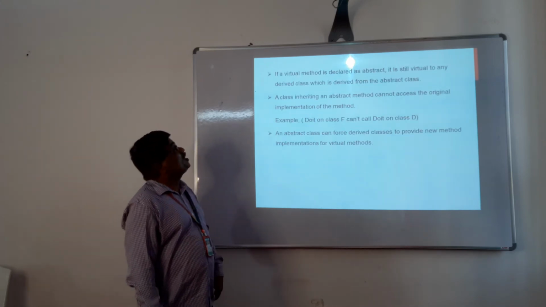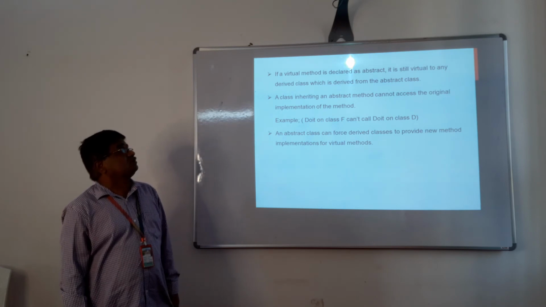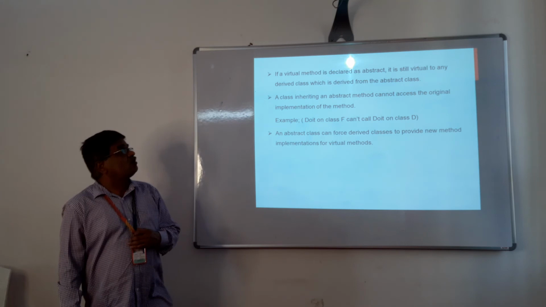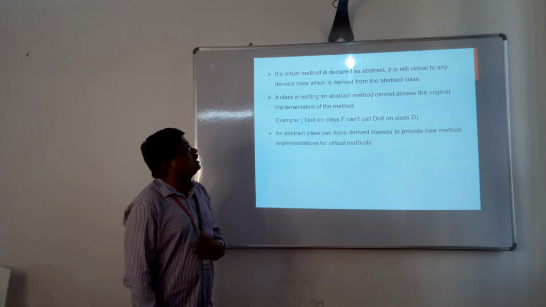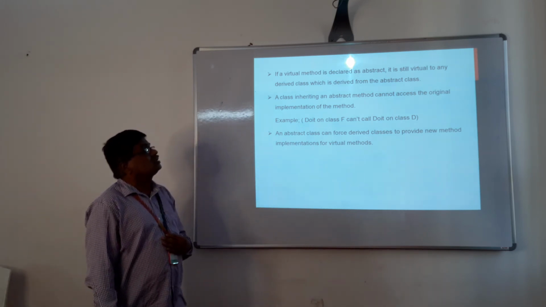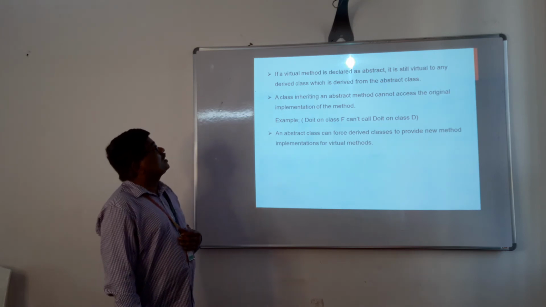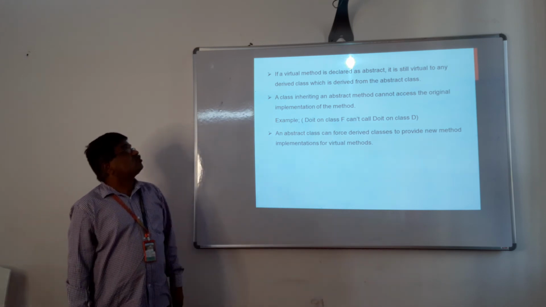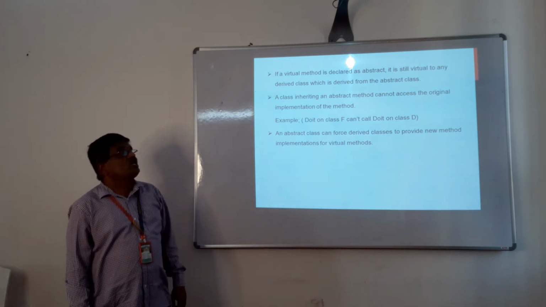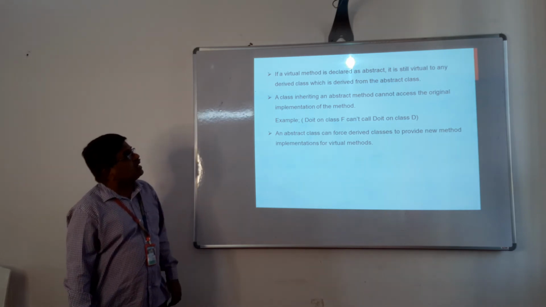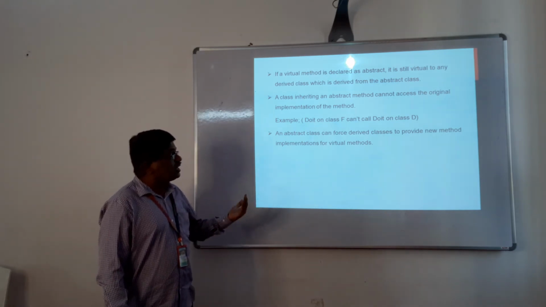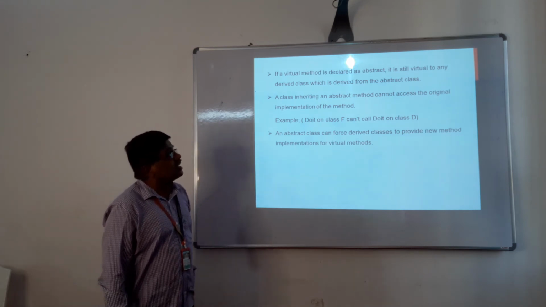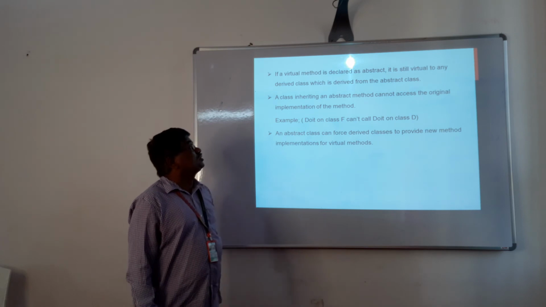Then you come across that if a virtual method is declared as abstract, it is still virtual to the derived class. As in the earlier case, the derived class having that method is derived from the virtual class, that is overridden from the virtual class, then it is derived from the abstract class. That is, in case of a certain virtual method you derived in a derived class and specified as virtual, then it must be overridden. A class inheriting an abstract method cannot access the original implementation of the method.